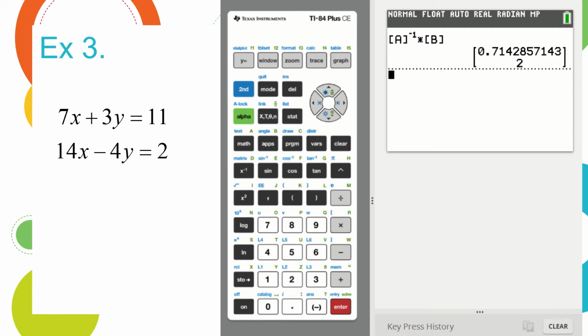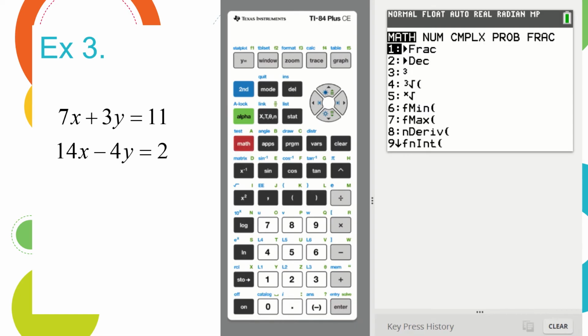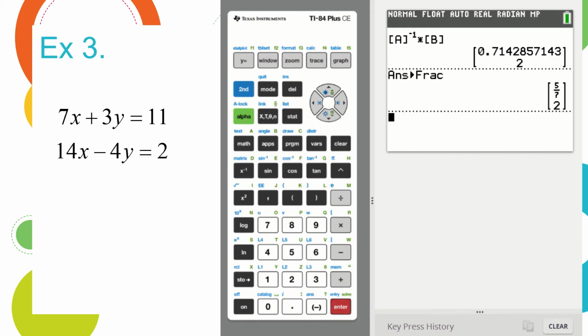That looks kind of messy though, right? So let's go math, fractions, enter. Are you sure? Yep. 5/7 and 2 is my solution. Make sure to write that in parentheses. Parentheses 5/7, comma 2. Okay? So it's really not too bad if you become fluent with your calculator on typing it in. On assessments, I would write down a little bit more information because I don't want you to accidentally miss a negative and get the whole thing wrong.